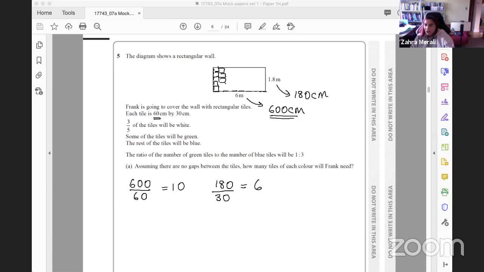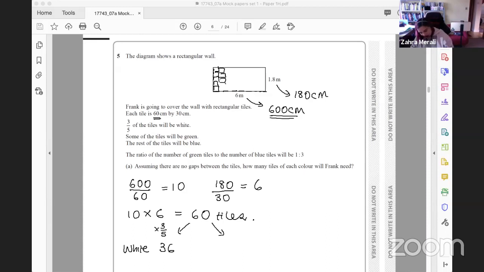So now the total number of tiles that I am going to have: I've got 10 along the bottom, 6 along the top, so 10 times 6. That makes sense. So I'm going to have 60 tiles in total. Now, 3/5 of these tiles are white. So if I'm going to work out 3/5, I'm going to divide by 5 and times by 3. So 60 divided by 5 times by 3 is going to give me 36, and these are going to be white. Right? So I've got 36 that are white.